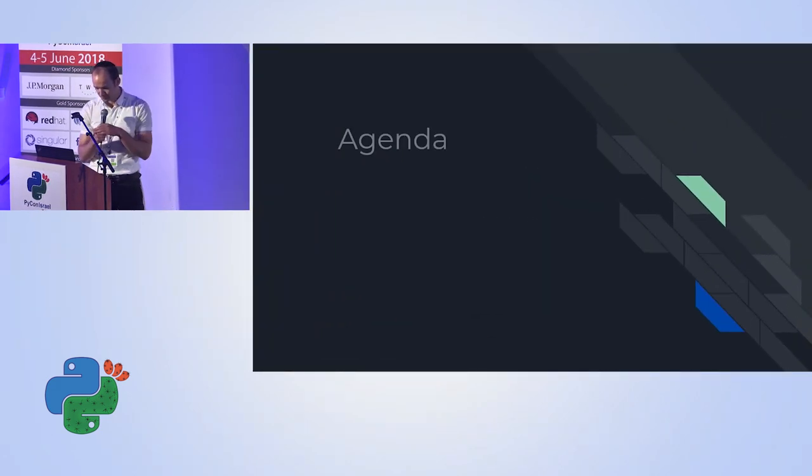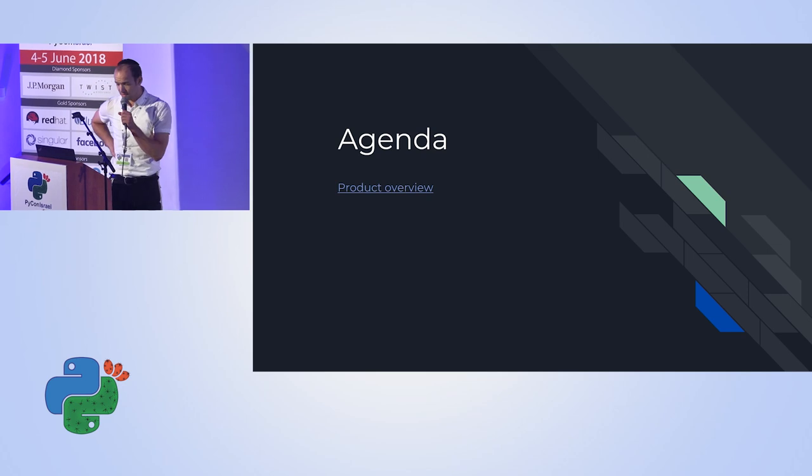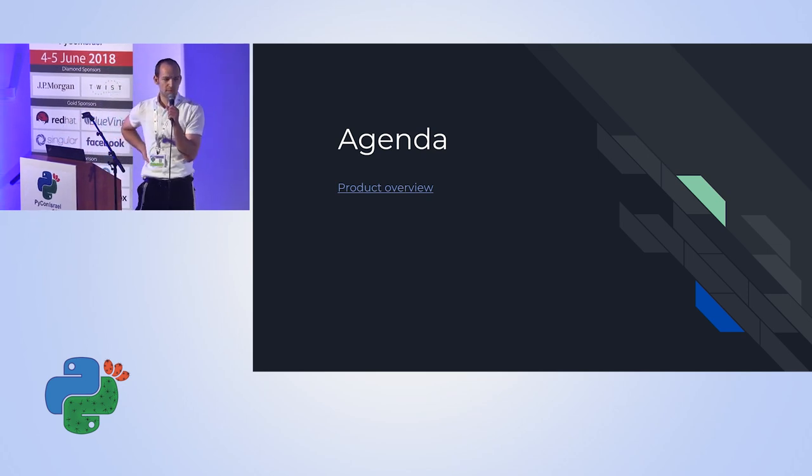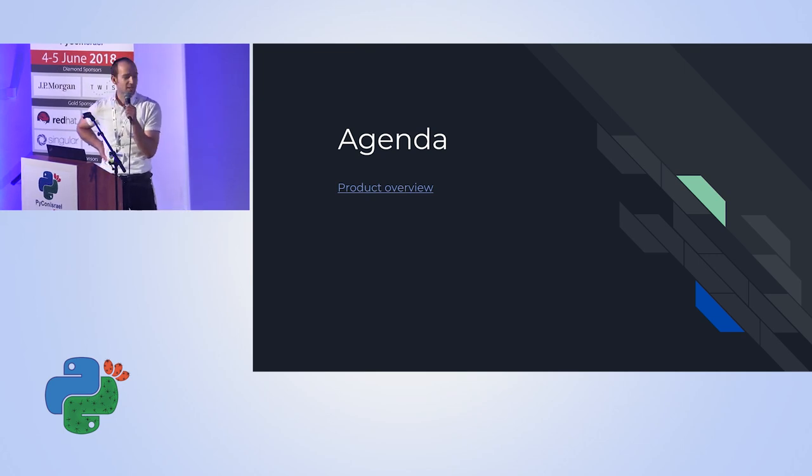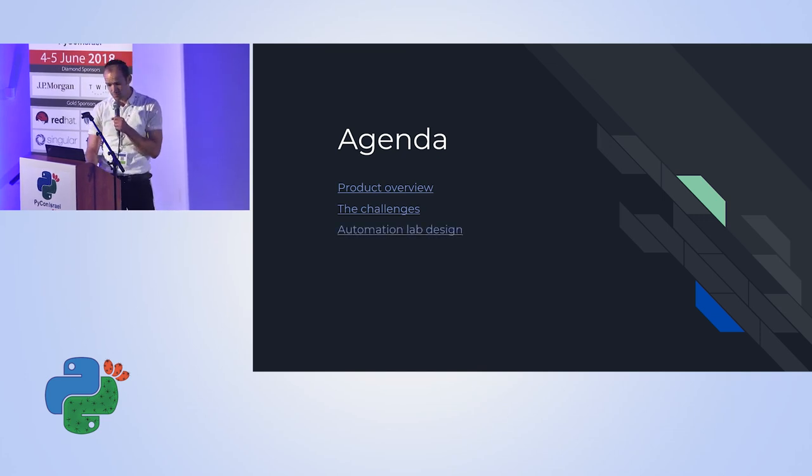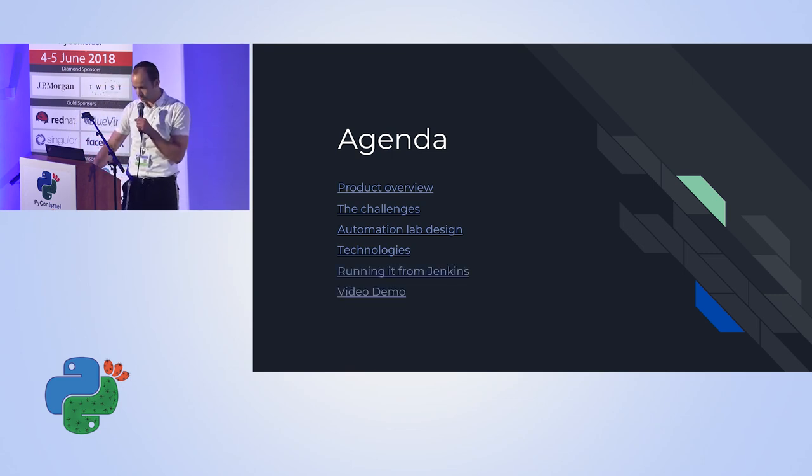So here is the agenda. We're going to talk about the product overview. We gave a QA automation service to a company called ScreenAway, and they have a really cool product that we needed to do QA automation on. We first understand what the product is, and then we go to the challenges of running an automation lab for it, automation infrastructure design, some automation technology related to Python, and all of that, and we show a video demo of it.